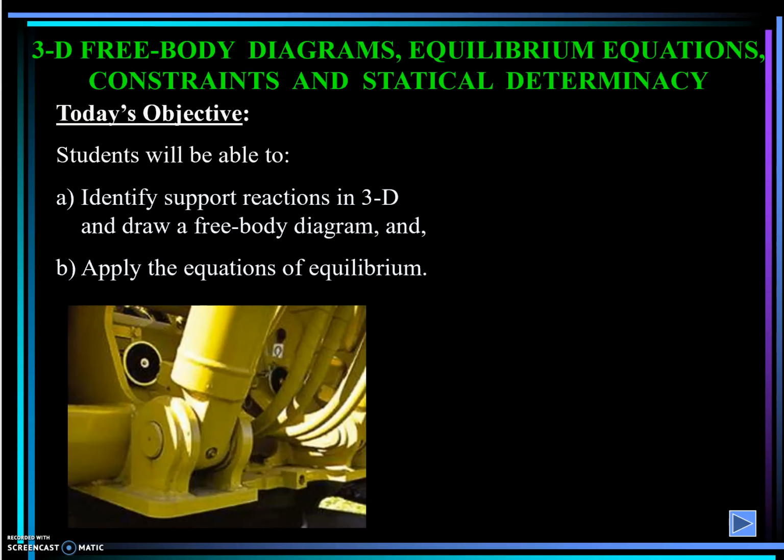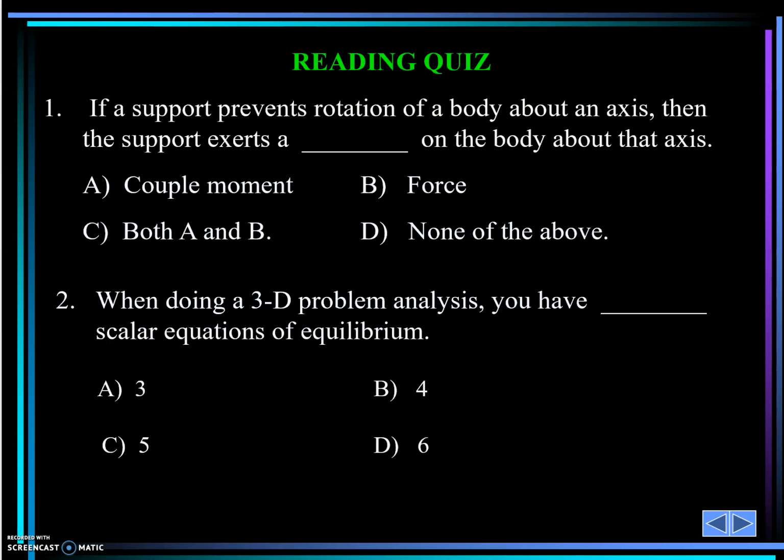Everyone, this is the third part of this discussion on 3D and 2D equilibrium and free body diagrams, and we would like to proceed with that. I just want to share with you a little quiz so that we can warm up. If a support prevents rotation of a body about an axis, then the support exerts what on the body? The word rotation triggers moment. So the answer is A. It's developing a coupled moment reaction.